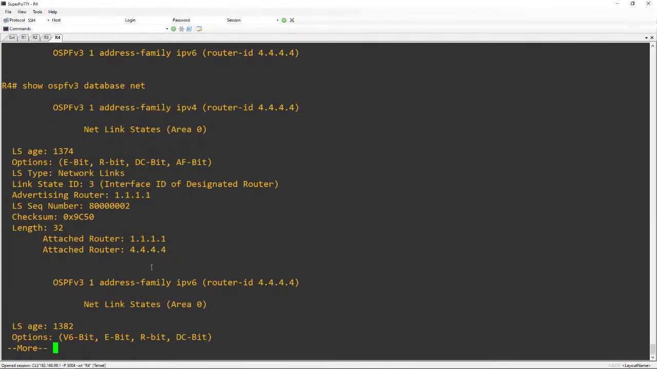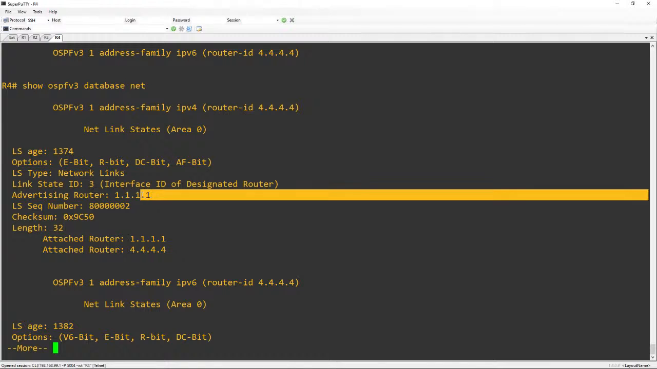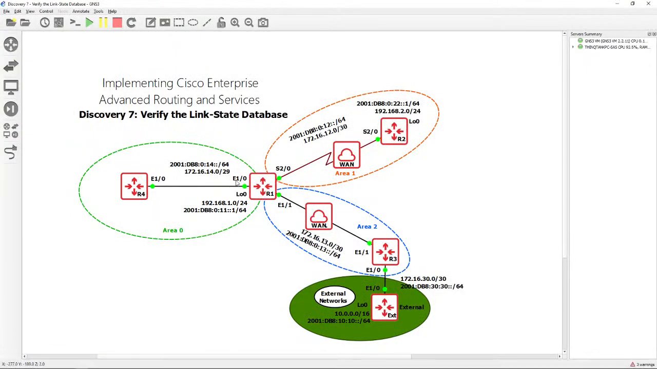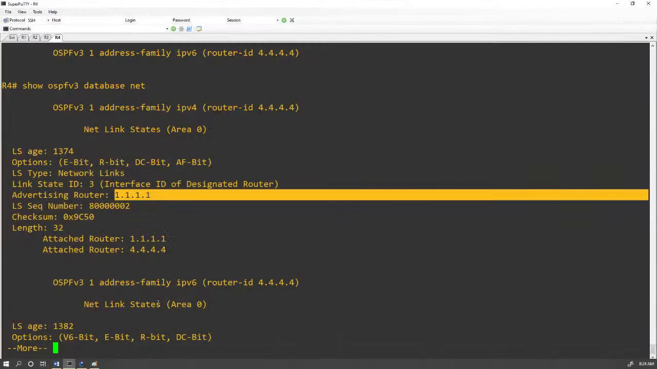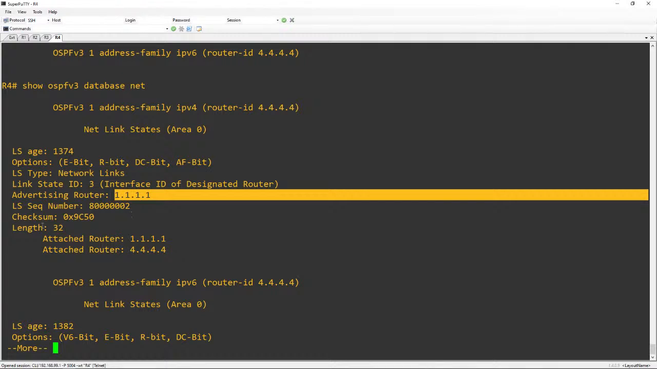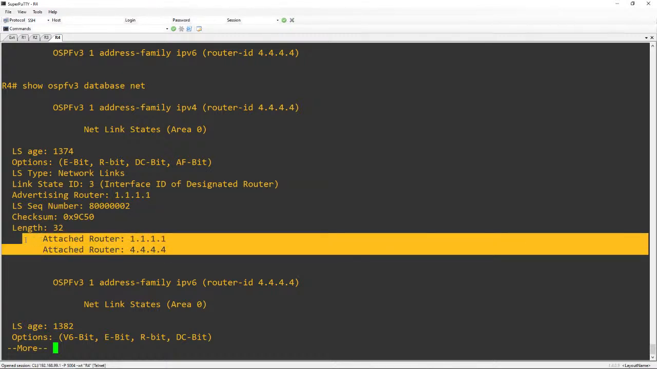And again, the DR is responsible for generating this type of LSA. The advertising router for this LSA is 1.1.1.1. So that tells me that router 1 is the DR for this multi-access network. Because router 4 is not originating those type 2 LSAs, router 1 is originating the type 2 LSA. Okay? What does it describe? It describes who's attached to the network. That's it. It doesn't describe the network itself.